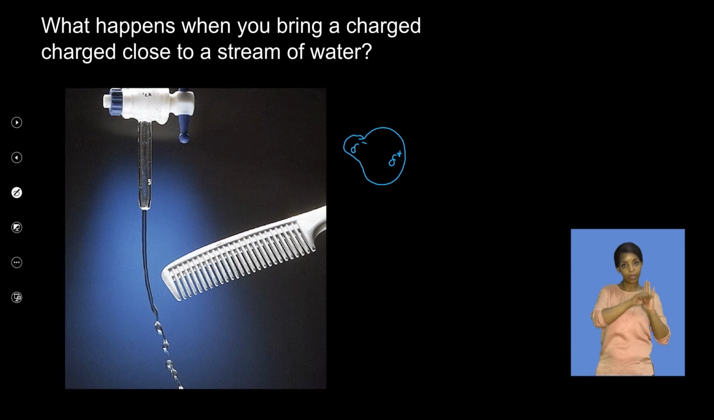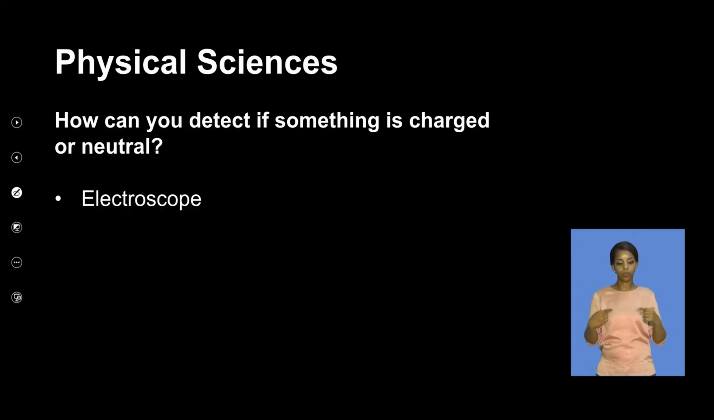So when you bring a charged comb, let's say this comb is positively charged, what will happen? The negative side of the water will actually be attracted to the comb. This is one classic example of how charges interact with each other. It still goes back again to say that like charges repel and opposite charges attract, right? Okay, and then how can you detect if something is charged or neutral?